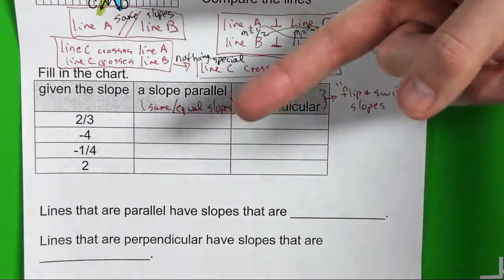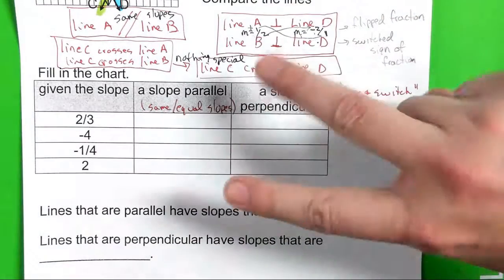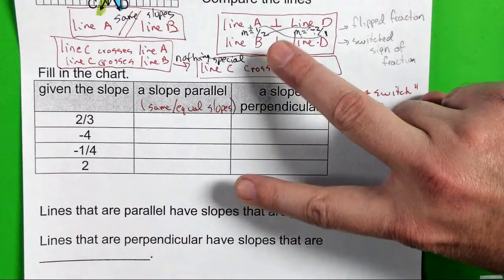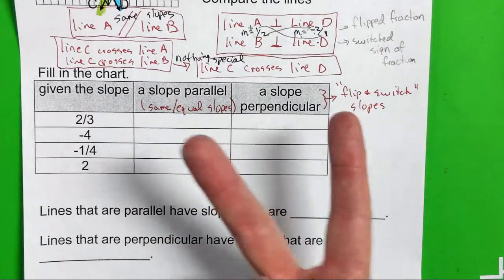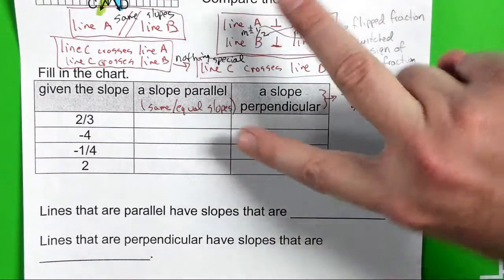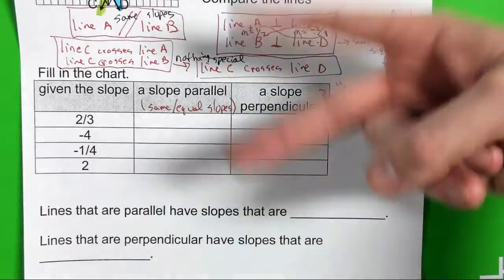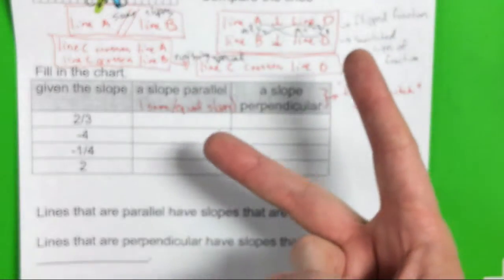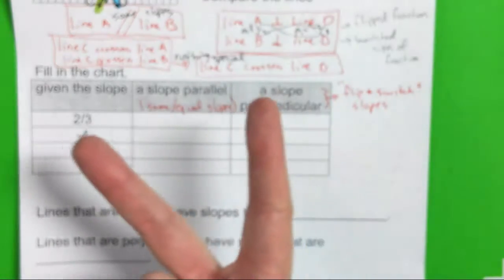Okay, so you take the fraction and you flip it, turn it sideways, and switch the signs. So it's flip and switch. Flip and switch. Okay, everybody now. 1, 2, 3. Flip, switch.